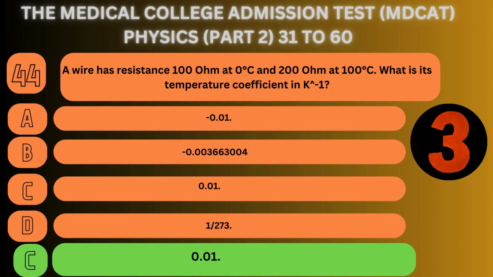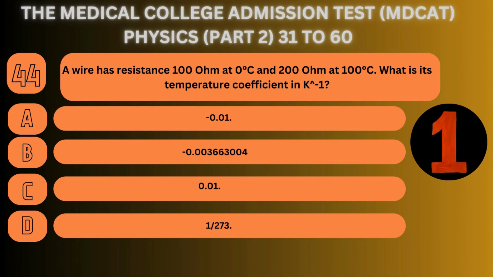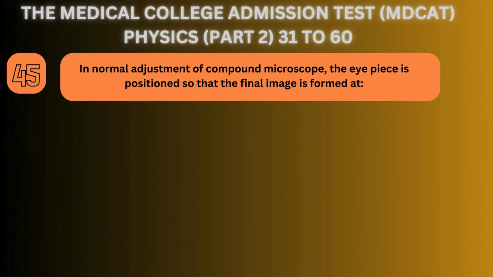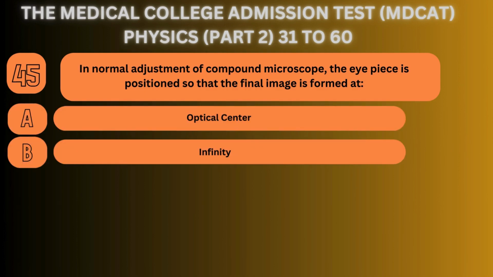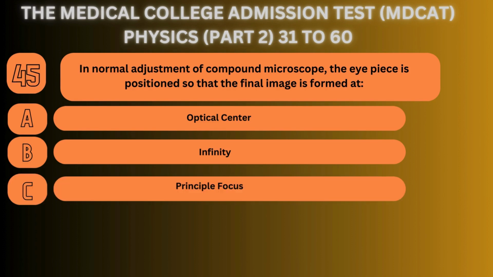Question number 40. Which are the particles that experience strong nuclear force? Option A, electrons. Option B, muons. Option C, neutrinos. Option D, neutrons. 5, 4, 3, 2, 1. Correct option is D, neutrons.